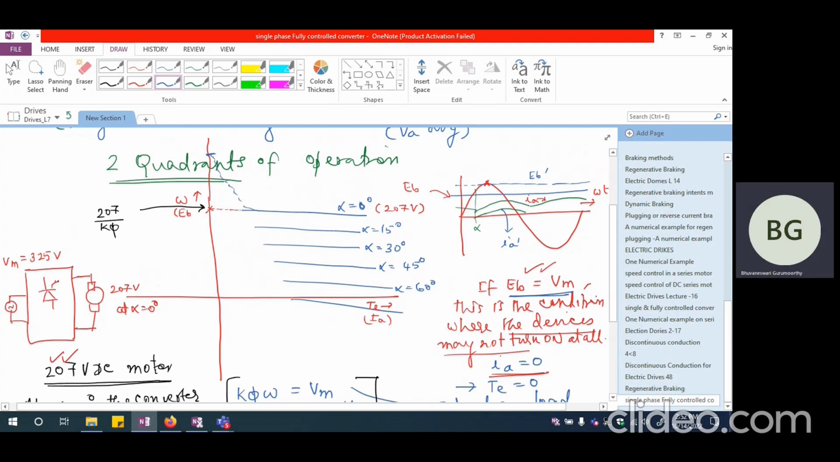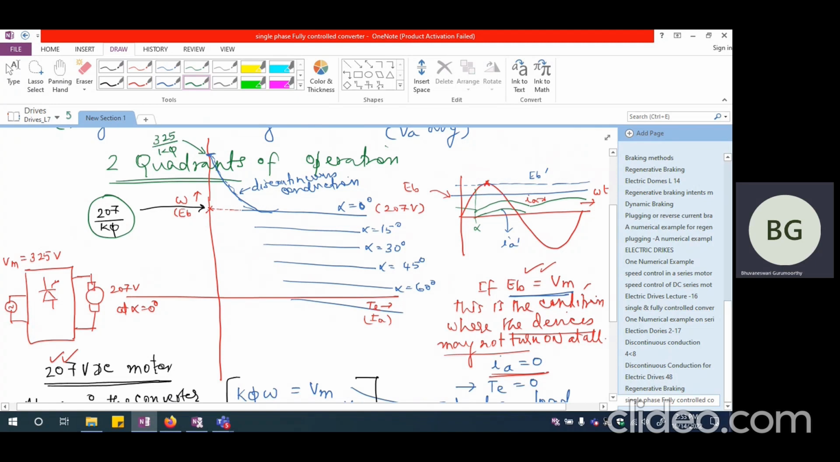So from the ideal no load speed, slowly it will get connected to this continuous conduction case. All this portion corresponds to discontinuous conduction. This is going to be corresponding to discontinuous conduction. And what we have here is 325 divided by K5, whereas this is going to be 207 divided by K5.